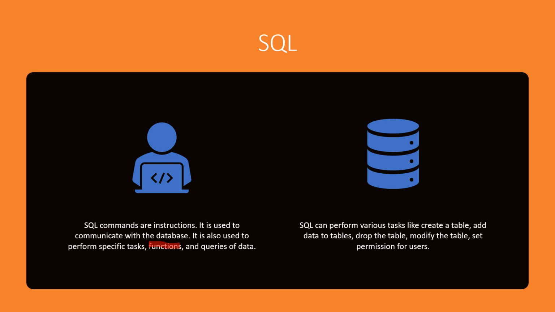Let's take one example. If you want to make any intelligent business decision, you need the proper data. In order to get proper data, you need to communicate with and query the data within the database. So at that time we use SQL. Why? Because it provides the means to perform specific tasks, functions, and queries on the data. SQL can perform various tasks like create a table, add data to a table, drop the table, modify a table, and set the permissions for the user.